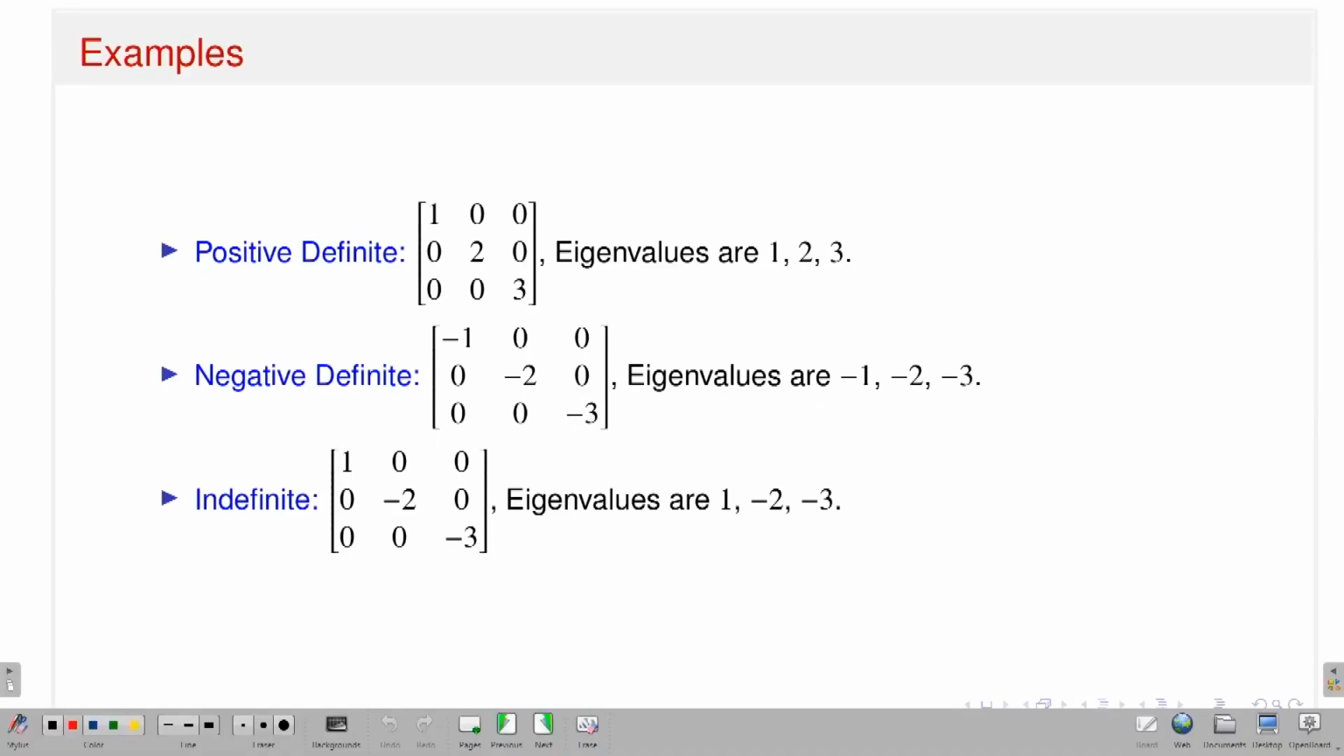Let us see some examples, then it will be more clear. The first example says that this matrix is symmetric, and it is positive definite. Of course, it is a symmetric matrix because it is a diagonal matrix.